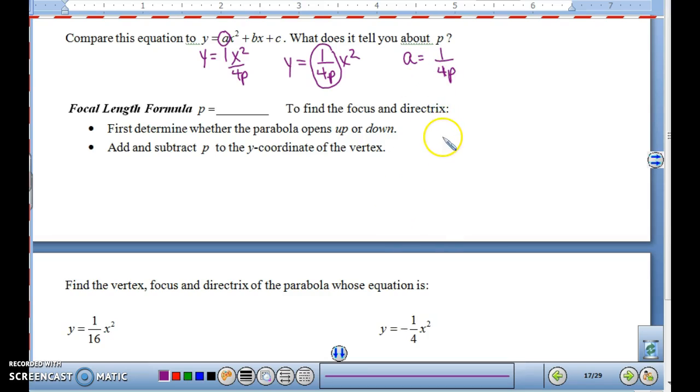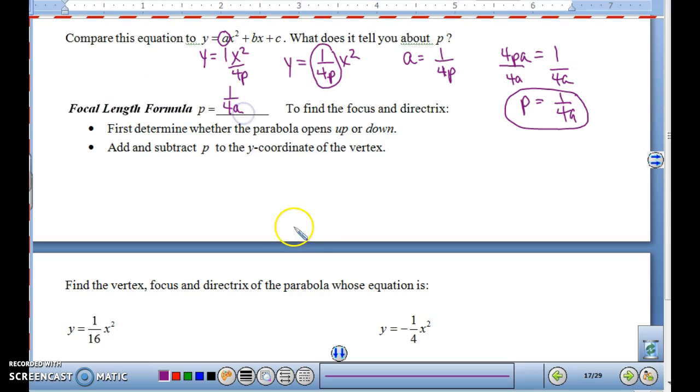So could I solve this equation for p? Sure I could. A is equal to 1 over 4p. Cross multiply, you get 4pa is equal to 1. And then divide by 4a. And we get p is equal to 1 over 4a. So this gives me the equation of the focal length. The focal length formula is p equals 1 over 4a. So if you know the a value of the equation, you can use it to find the focus and directrix.